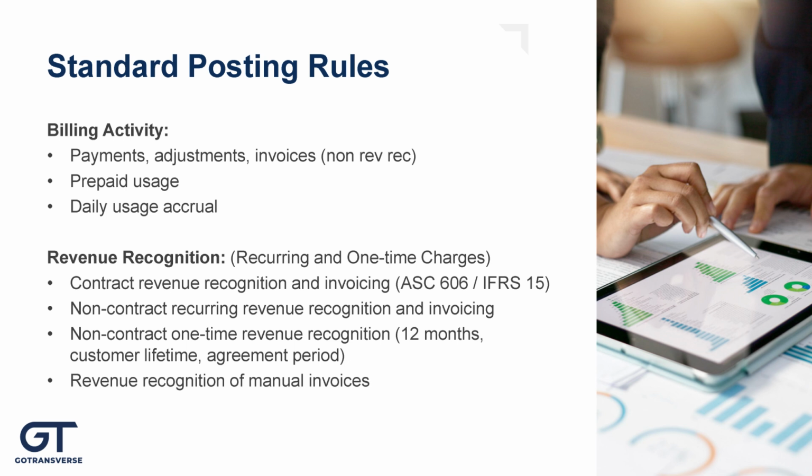Non-contracted recurring charges may be recognized by day, either posted daily or summarized monthly, or they may be recognized so that the monthly amounts are the same. Non-contracted one-time charges can be recognized over 12 months, the customer lifetime defined on a ledger, or the agreement period for a one-time charge. If desired, manual invoices may be recognized over the term defined on its invoice items.